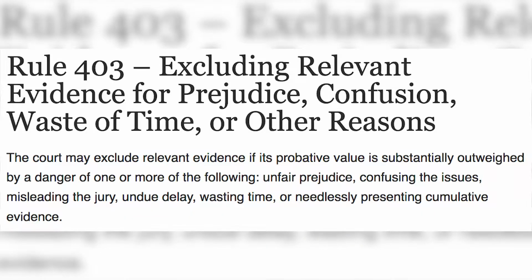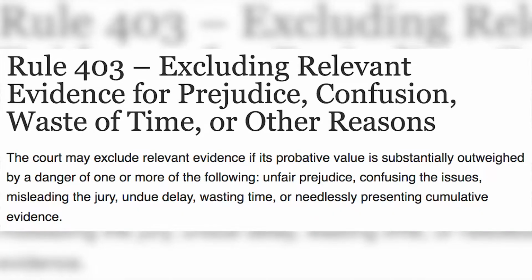Well, to find that answer out, we have to look at the language written in 403. So let's do that. Rule 403 states that the court may exclude relevant evidence if its probative value is substantially outweighed by a danger of one or more of the following: unfair prejudice, confusing the issues, misleading the jury, undue delay, wasting time, or needlessly presenting cumulative evidence. That's a little bit of a wordy rule, and truthfully, there are a lot of examples. Fortunately, we can look at the title and we can see that these examples fall under three main categories. We have prejudice, we have confusion, and we have waste of time.